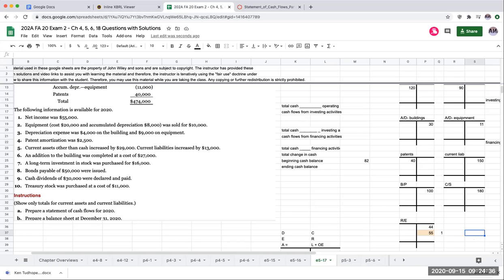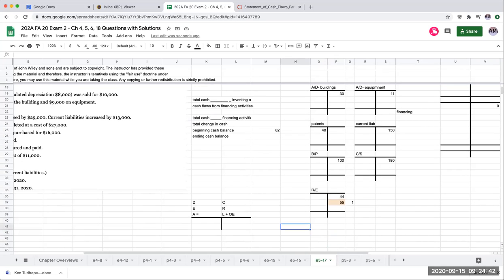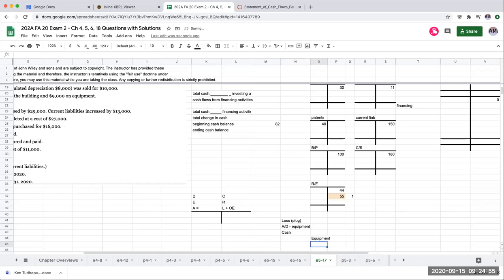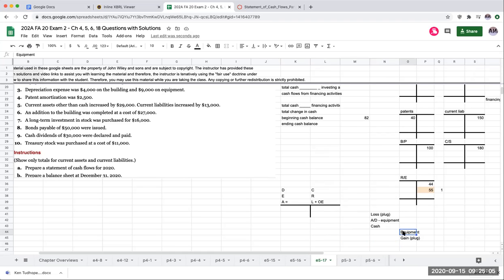Okay. So when I sell equipment, the journal entry I will always use, and this applies for any type of equipment sale: loss (plug), accumulated depreciation on the equipment, cash, equipment, and then gain (plug). What this means is that when I sell equipment, I have to take that equipment off my books. So I'm going to do that with a credit. I also have to take off the related depreciation on that equipment. I'm going to be doing that with a debit.